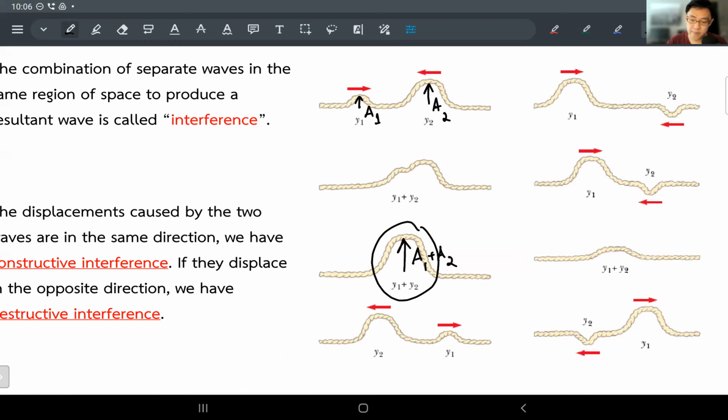Okay. However, there might be a case that the displacement is actually in the opposite direction. But because of the superposition principle, that is fine. At the end, they are still the summation of the two, but you get the difference between these two amplitudes, right, or displacements.